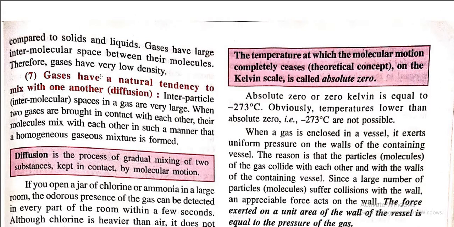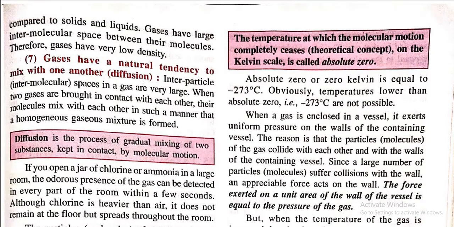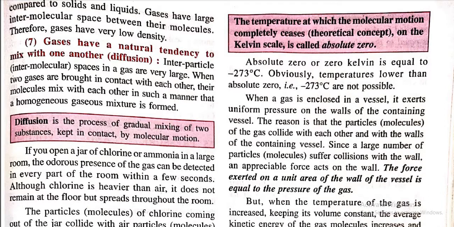Next, gases have a natural tendency to mix with one another. That process is called diffusion. Gases have very large intermolecular spaces. So when two gases come in contact with each other, their molecules mix in such a manner that a homogeneous gaseous mixture is formed. For example, we know that air is a mixture of many gases. That means gases can mix with each other.